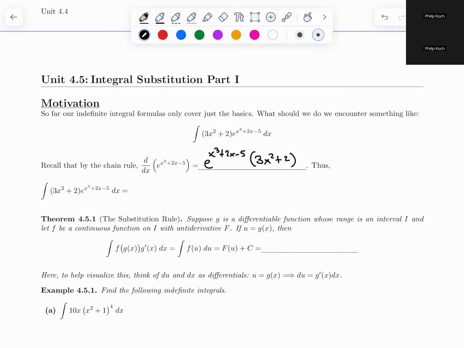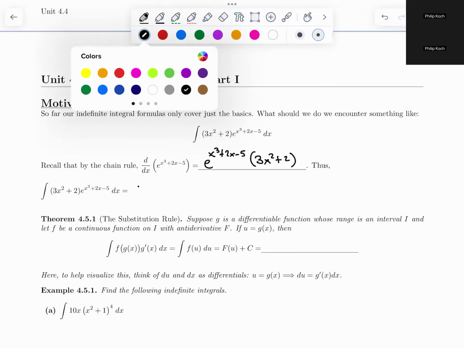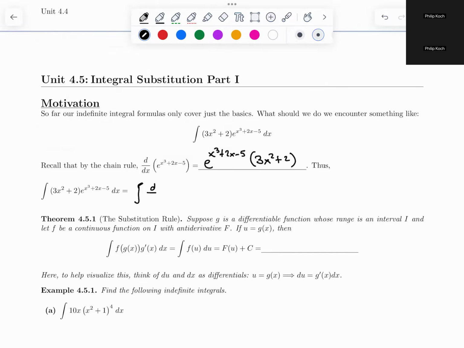That is to say that the integrand that we were given is the derivative of e to the x cubed plus 2x minus 5. So this integral would be the integral of d dx of e to the x cubed plus 2x minus 5 dx. And what we learned is that the antiderivative and the derivative are going to be inverse operations of each other, like the square root and the square, or the cube root and the cubing power. So the integral and the derivative, they kind of cancel each other out.